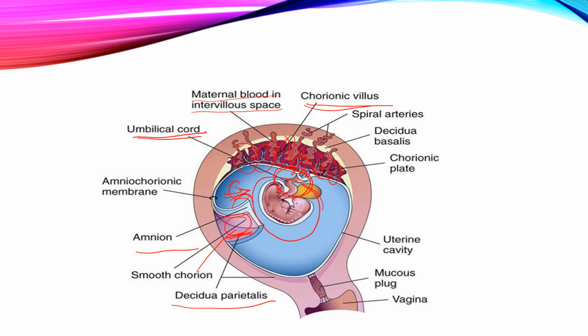And this part is the placenta, this structural and functional unit which is formed to make a connection between the fetus and the mother through the umbilical cord. This whole space is the uterine cavity. This is the mucus plug, and this is the vagina. The mucus plug is there so that the fetus does not come out until it is almost full term and all the hormones are working in such a way that the fetus is fully developed.